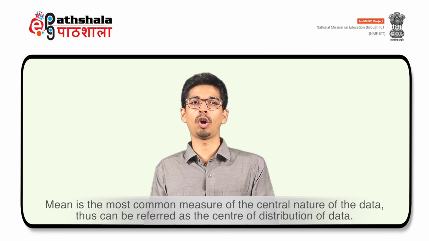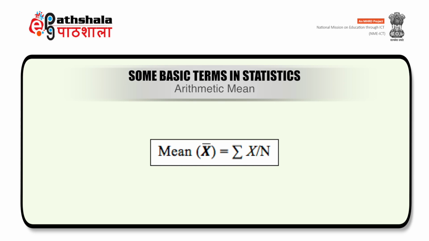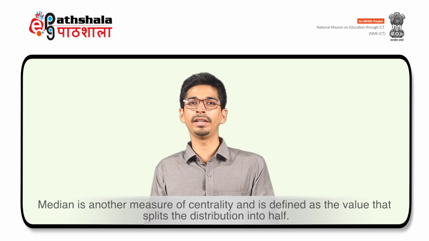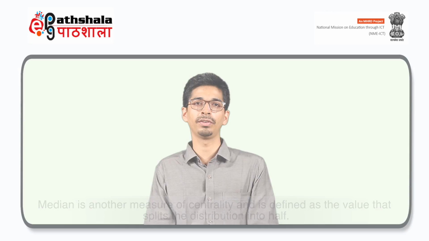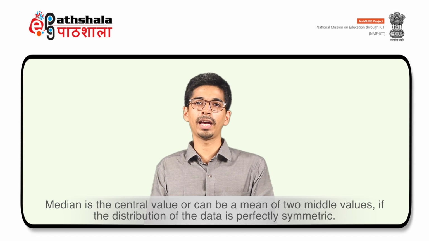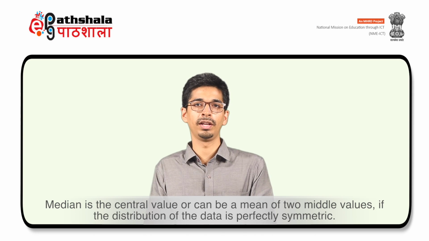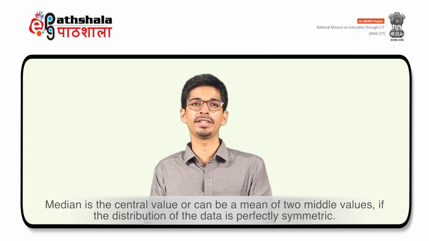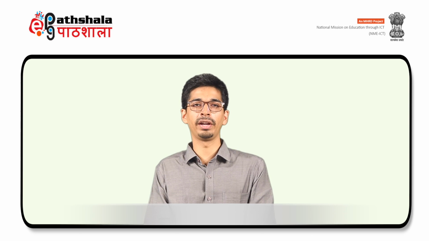Mean is the most common measure of the central nature of the data, thus it can be referred to as the center of distribution of data. Mean can be expressed with the equation that you can see on your screen. Second term is median. Median is another measure of centrality and is defined as the value that splits the distribution into half. Median is the central value, or the mean of two middle values if the distribution of the data is perfectly symmetric.